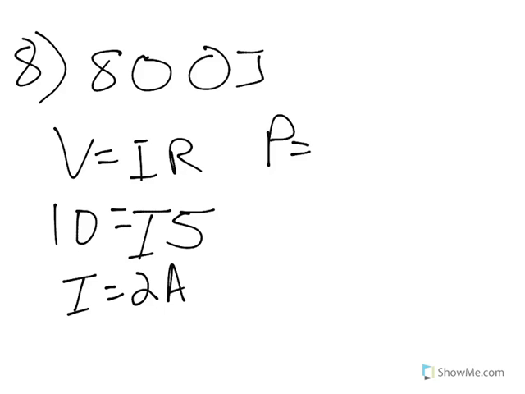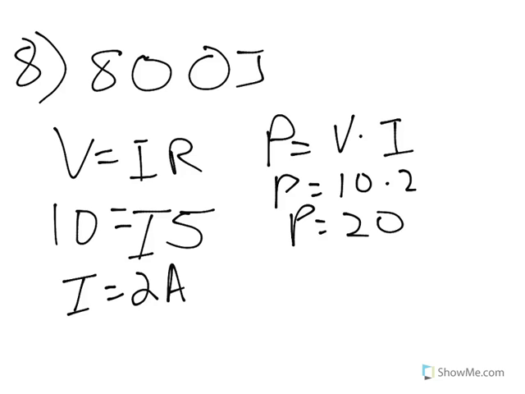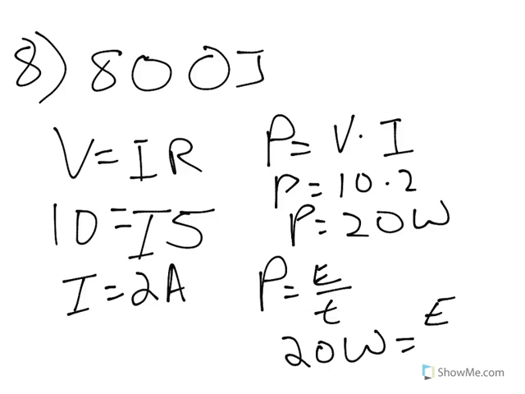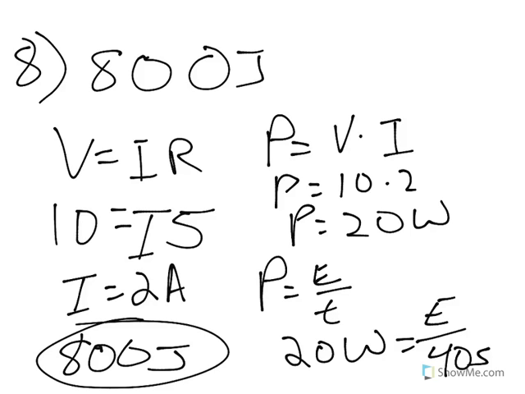Now we go for power. Power equals voltage times current, so power equals 10 times 2, which is 20 watts. Now remember that power is also equal to the energy used divided by time. So 20 watts equals the energy divided by 40 seconds, and this gives us 800 joules. That's number 8.